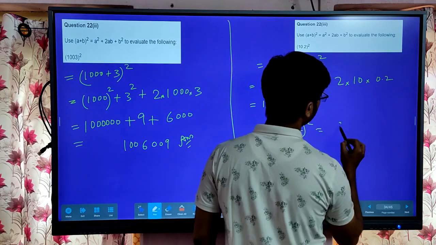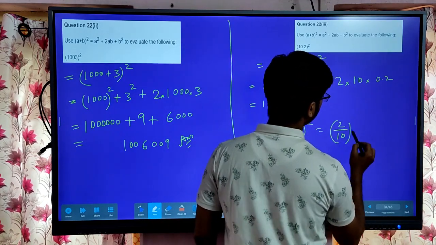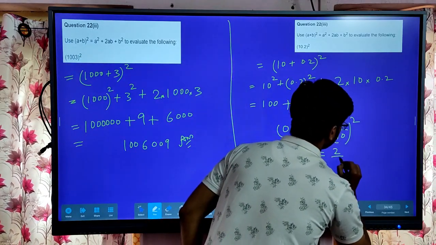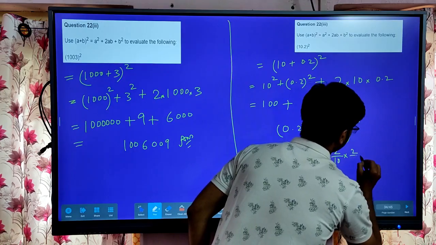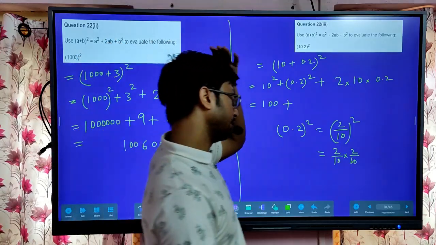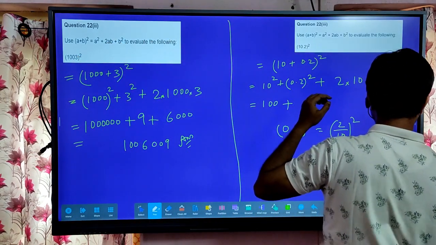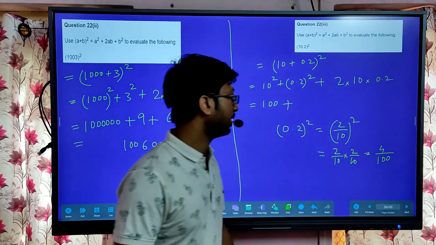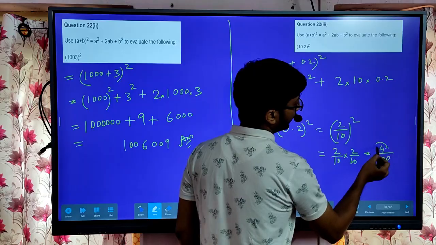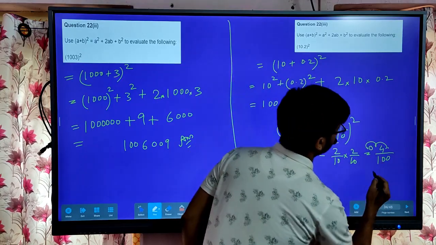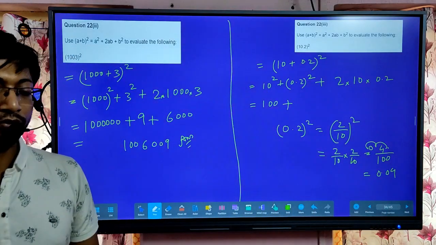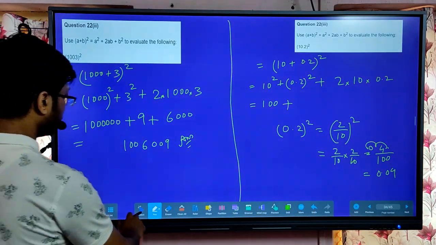If you get confused, students, write like this: 0.2 square. 0.2 means 2 by 10, its square. So 2 by 10 square means 2 by 10 into 2 by 10. So it means 4 by 100. And 4 by 100 means the point is over here, so 2 zeros, 1, 2. So 0 will be there. So it will be 0.04. Understood? So if you forget, you can remind in this way.